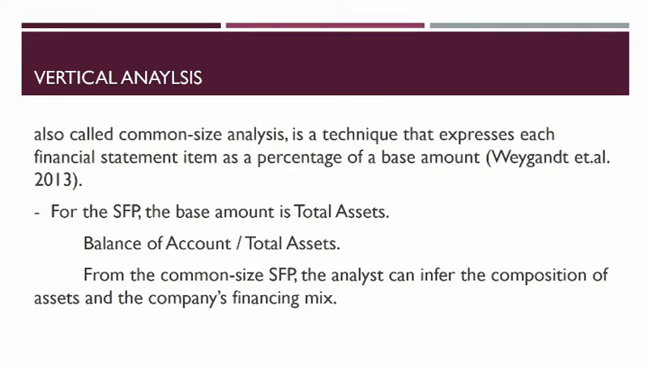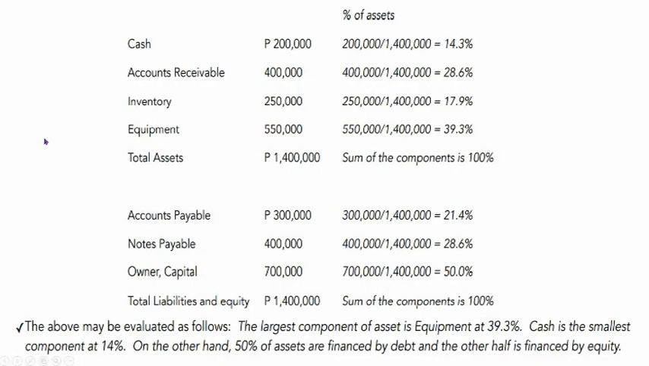For example, we can have the following. Imagine that this is the SFP of a company where cash is 200,000, accounts receivable is 400,000, inventory is 250,000, and total asset is 1.4 million pesos. By dividing the balance over the total asset, you can get the percentage of the asset. You divide 200,000 by 1.4 million pesos, and you get 14.3%. For accounts receivable, you get 28.6%.